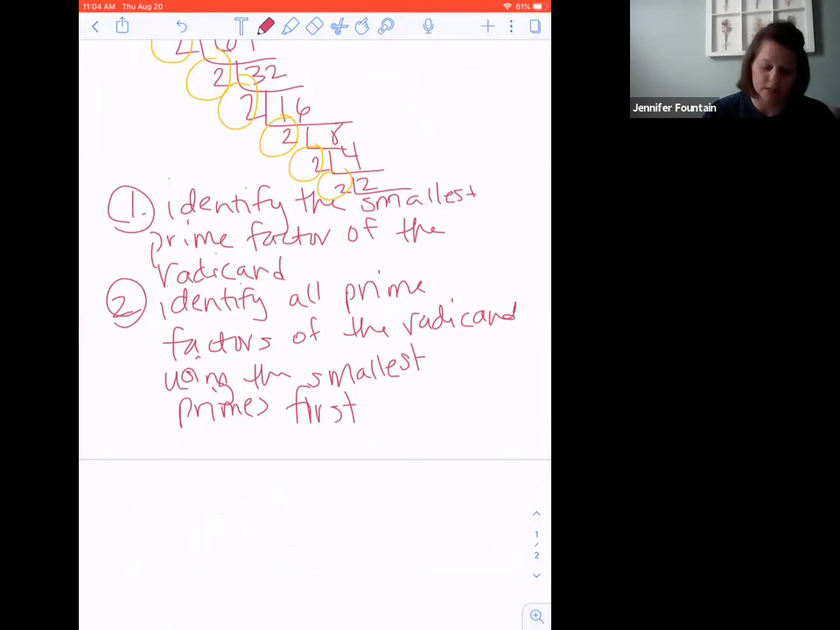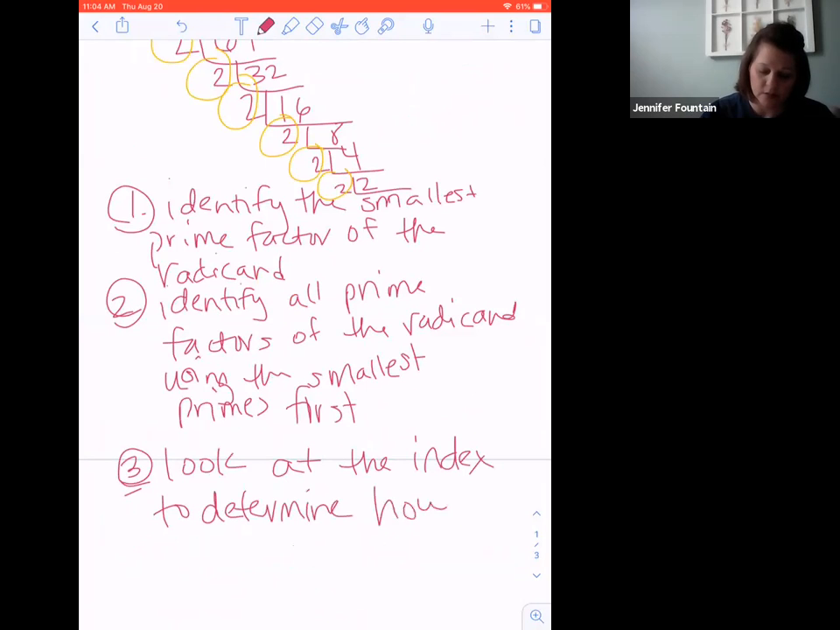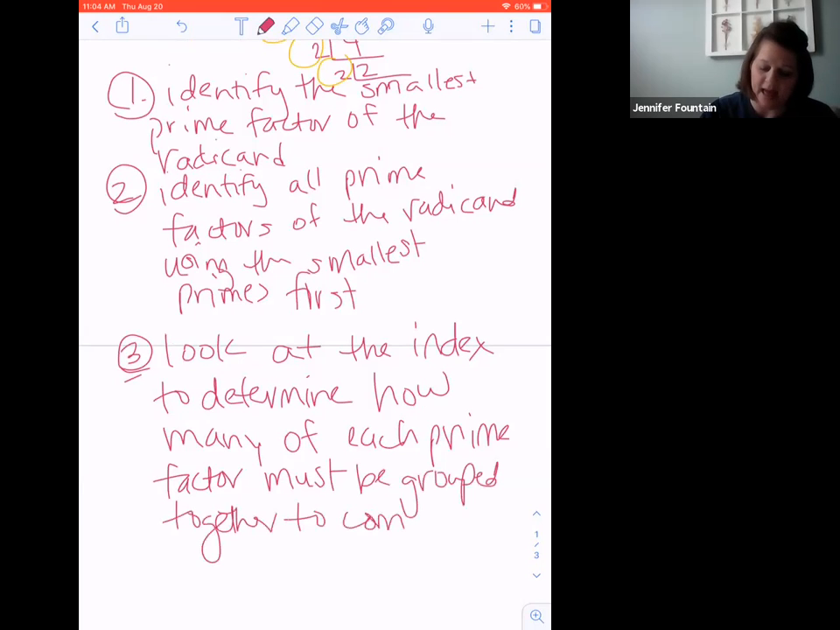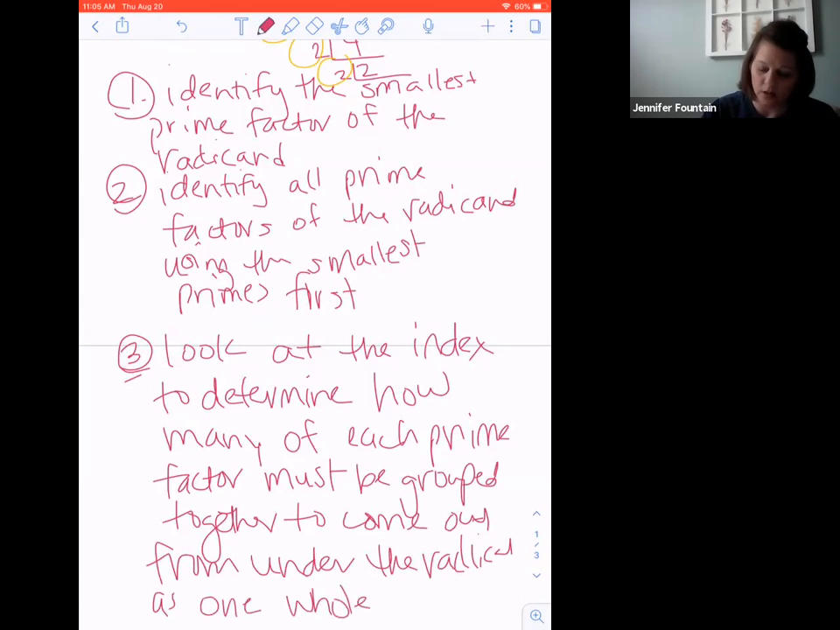All right, so we've identified all of our primes. Step 3, I have to look at the index to determine how many of each prime factor must be grouped together to come out from under the radical as one whole number.